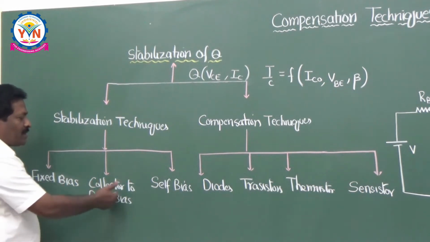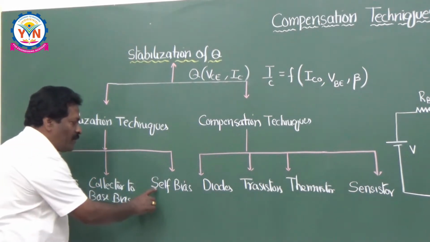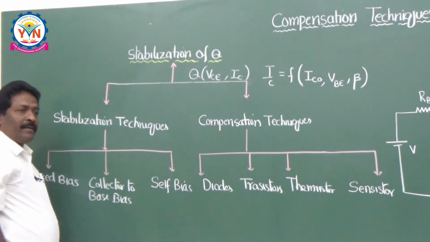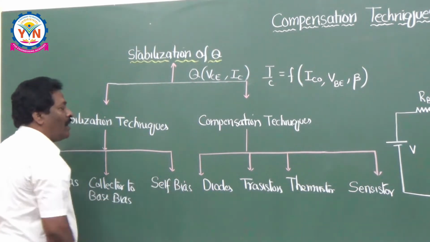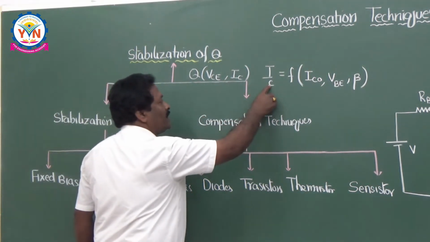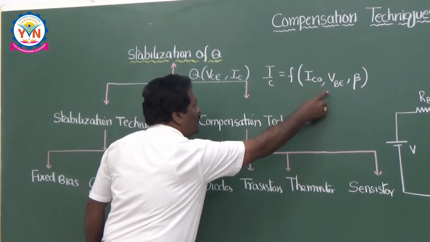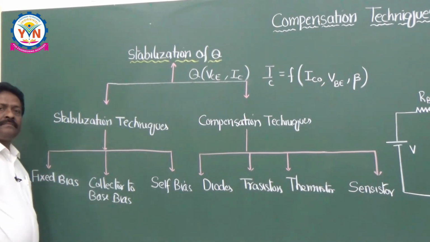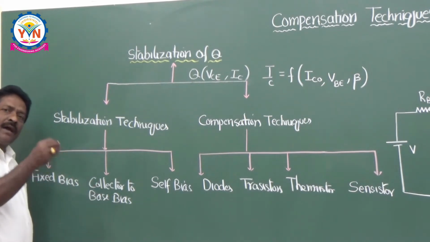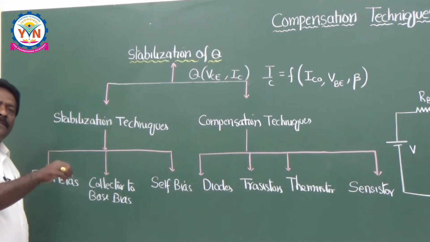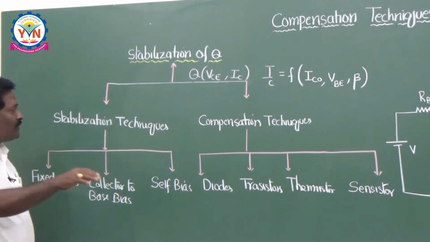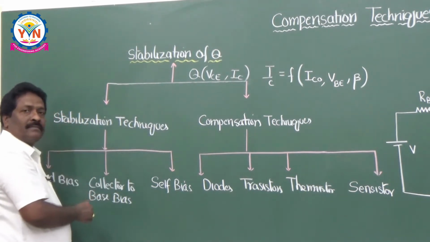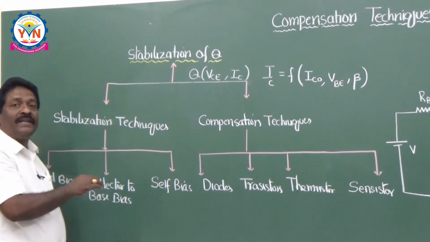Out of all these biasing techniques, we concluded self bias, which is also called an emitter bias, is the most popular bias because it has taken care of all the variations of the collector current with respect to ICO, VBE and beta. But the problem here in the stabilization techniques is that even though we are fixing the operating point and making it stable, the main disadvantage is feedback voltage. That means the amplification of the output decreases.